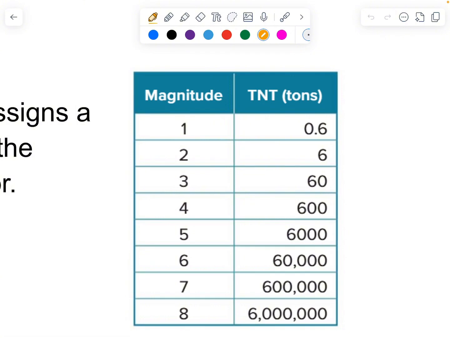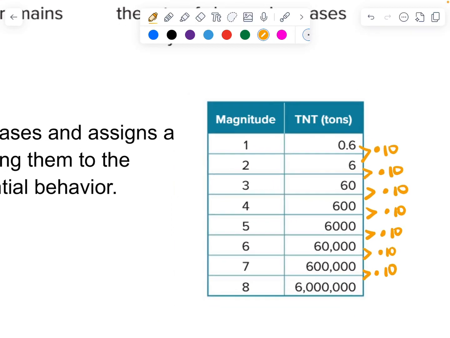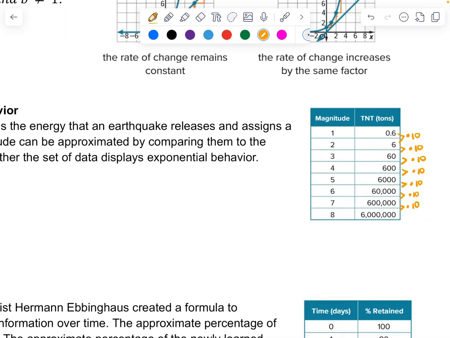So let's look at this. To get from here to here, we could multiply by what? 10? We could multiply this by 10. Each time we do this, we're multiplying by 10. Okay? So, since we are multiplying by a number, not adding a number, that means that we have an exponential behavior. It is an exponential behavior.